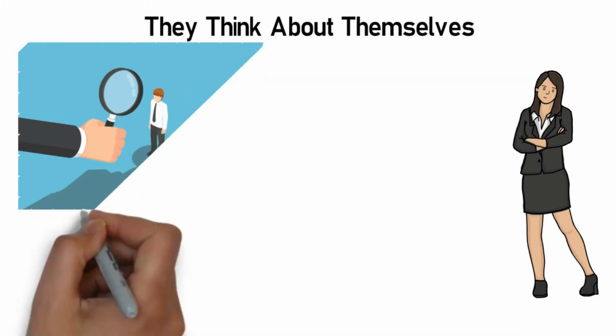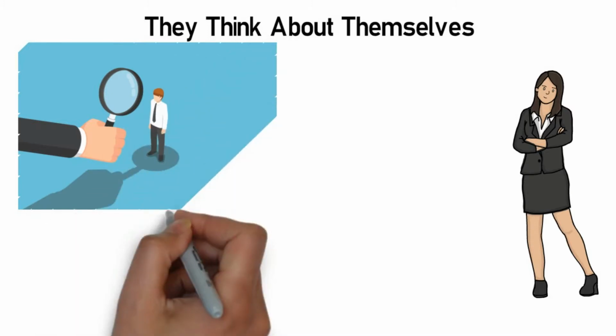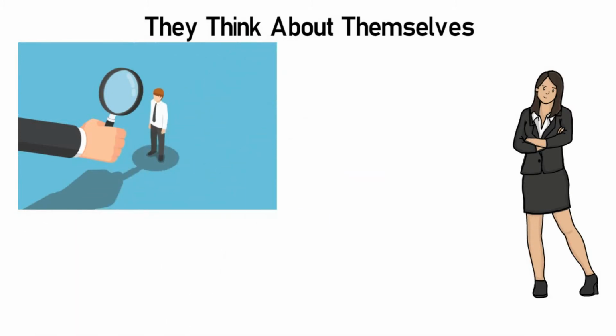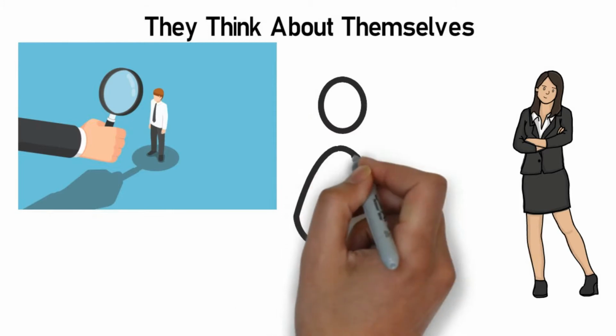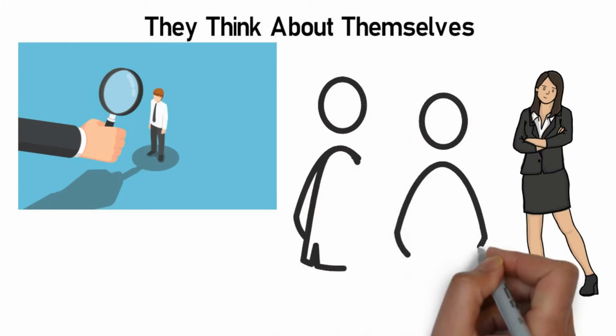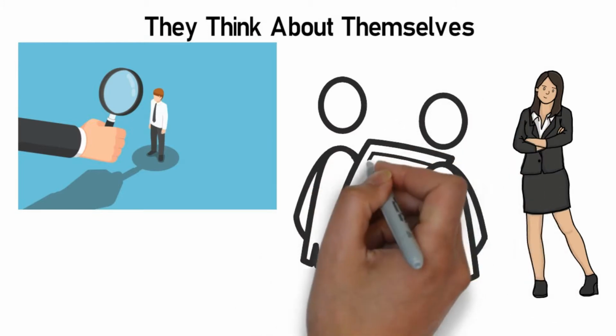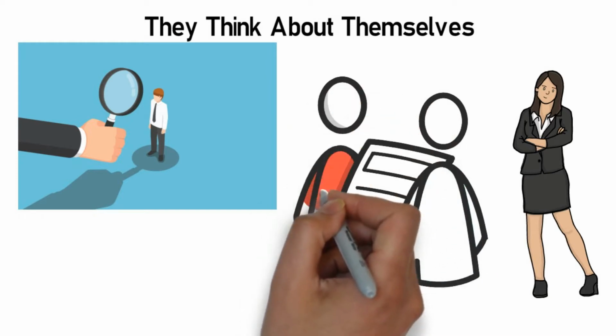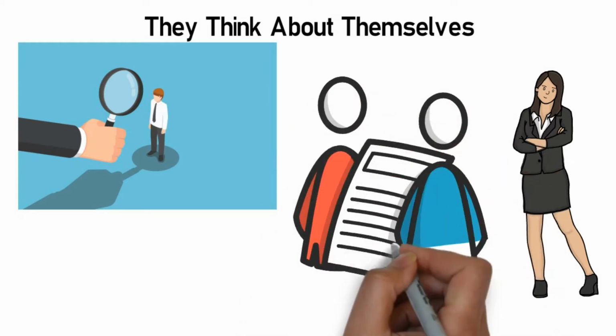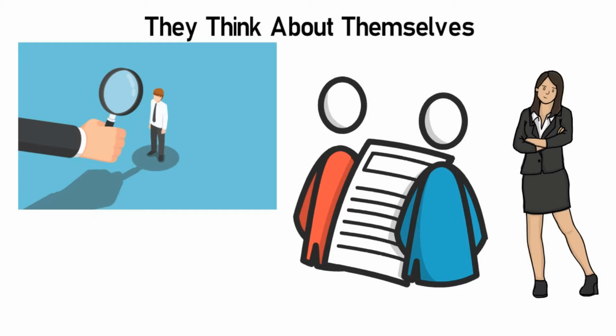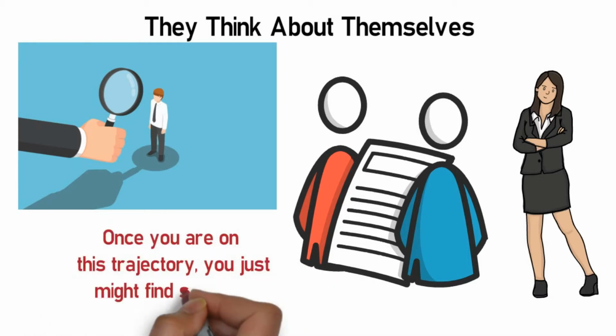Poor people will usually make their own desires their number one priority. They are so focused on their own problems that they cannot see past themselves in order to launch a successful venture. This is one of the many reasons why many businesses fail. They are launching a product or service that would be great for them and not necessarily for the customer or audience. If you want to be rich, ask yourself how you can use your skills to help the world. Once you are on this trajectory, you just might find success.